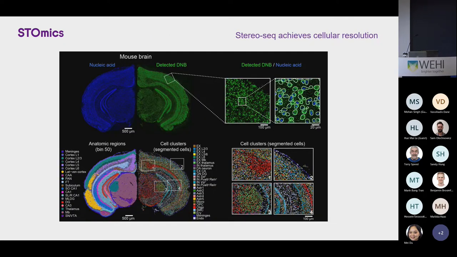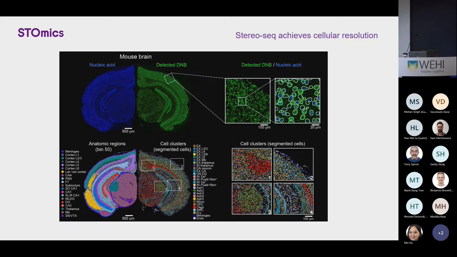And of course, very importantly, because we're able to get down to 500 nanometer resolution, which is very much subcellular, we should be able to get very good single cell segmentation using this data. So we then proceeded to study this with a mouse brain. We took a coronal section of the mouse hemibrain, and over here in blue, you see the nucleic acid stained image. And in green, you see the image created just from the detected DNB.